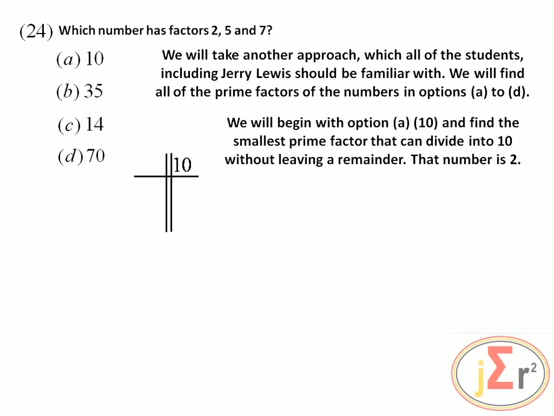So we will begin with option A, which of course is 10, and find the smallest prime factor that can divide into 10 without leaving a remainder. That number is 2. And 2 will divide into 10 5 times. We are all familiar with this little table, and we use it a lot when we are trying to discover the highest common factor or lowest common multiple of a set of numbers. So no problem working with this one.